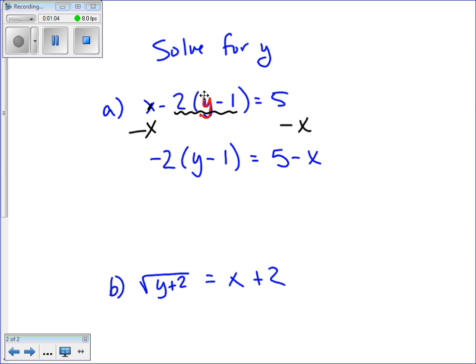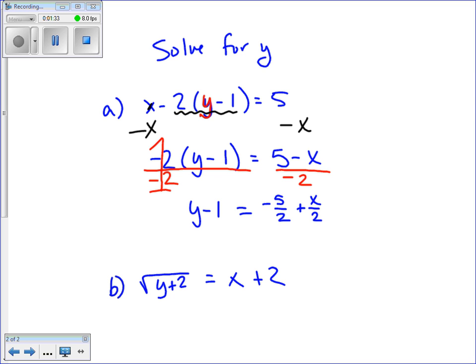The next thing I would do is I would get rid of that negative 2. And the only way for me to do that is to divide by negative 2, because negative 2 divided by negative 2 is 1. And so I have to do that to both sides. So now I have y minus 1 equals, and I'm just going to separate these out, negative 5 halves plus x over 2.